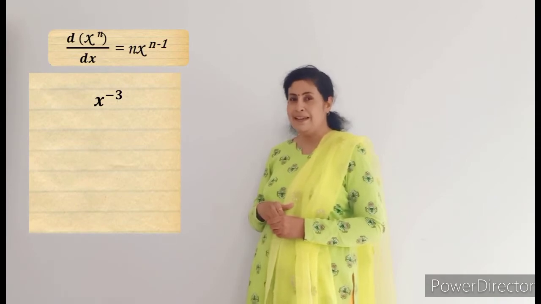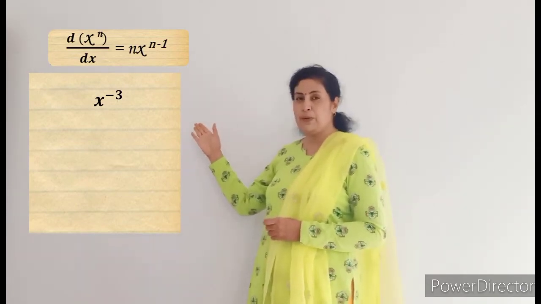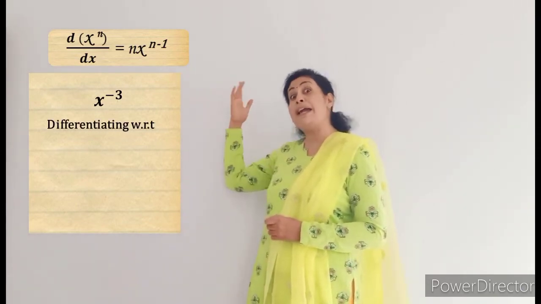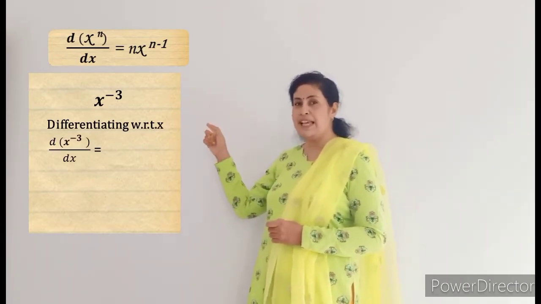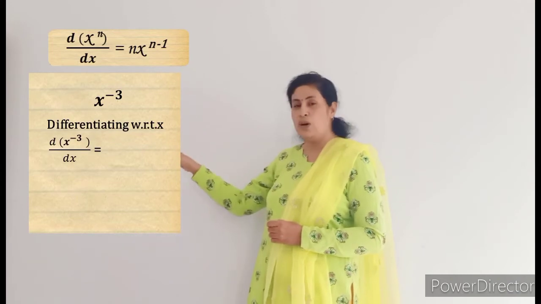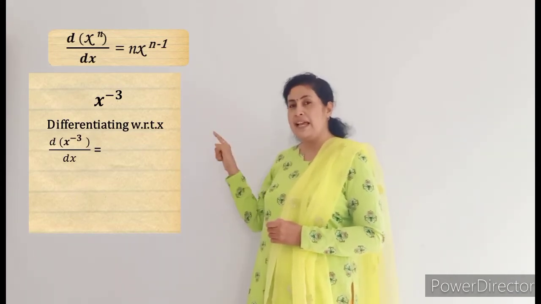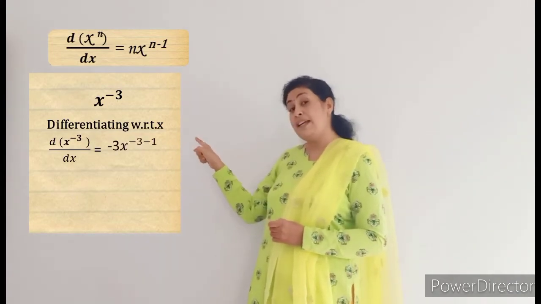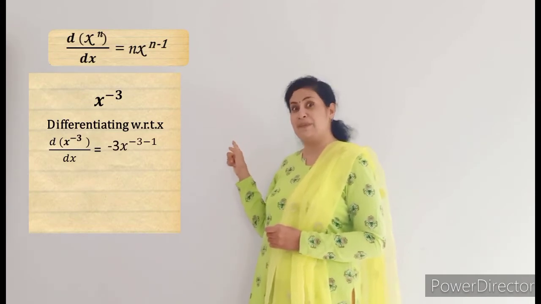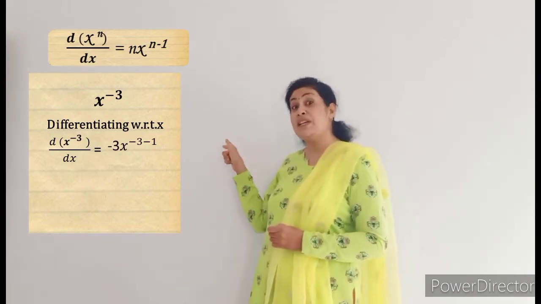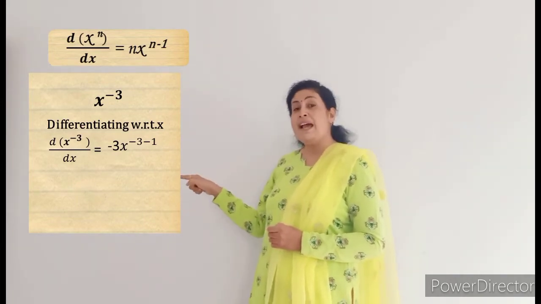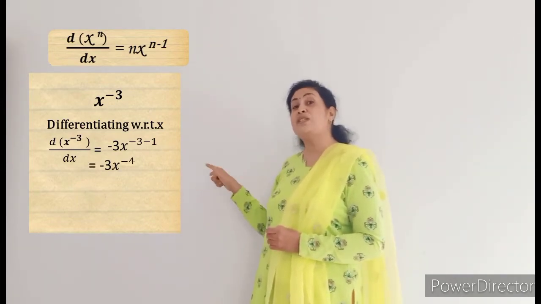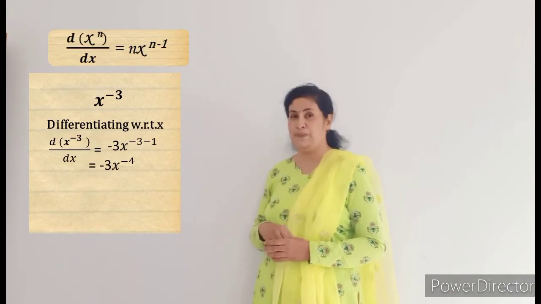What will it be? Differentiating with respect to x for x raised to minus 3. n will come down. So what is n over here? It is minus 3. So minus 3 x raised to minus 3 minus 1. Minus 3 minus 1 gives you what? Minus 4. So the answer will be minus 3 x raised to minus 4.